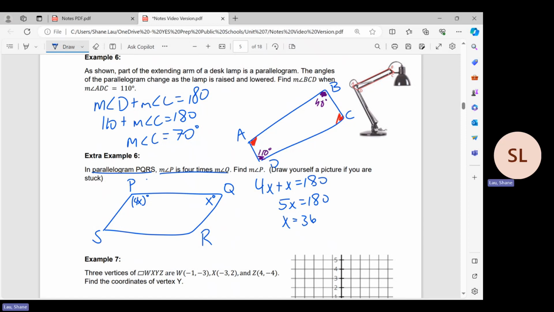Good. Now that I know my x value, I can say the measure of angle P is equal to 4 times x, which is 36 now. Therefore, the measure of angle P is equal to 144 degrees. Like I said, pretty simple.